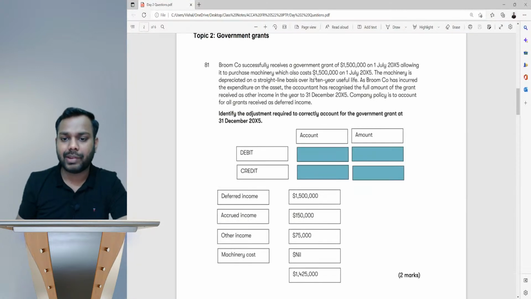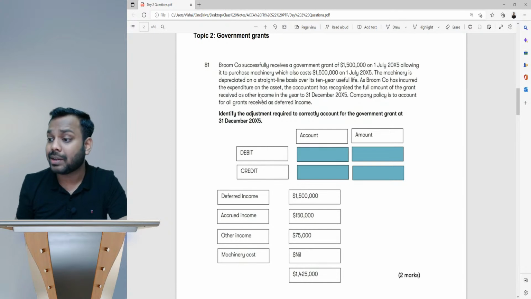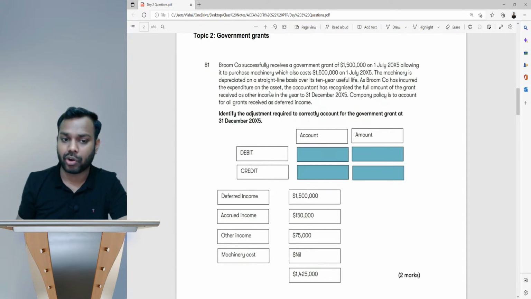But what the company has done, the accountant has recognized the full amount of grant received as other income. Is that correct? No, that is wrong. Right? Now, what is the question asking for? Identify the adjustment required to correctly account for government grant as at 31st December 2005.